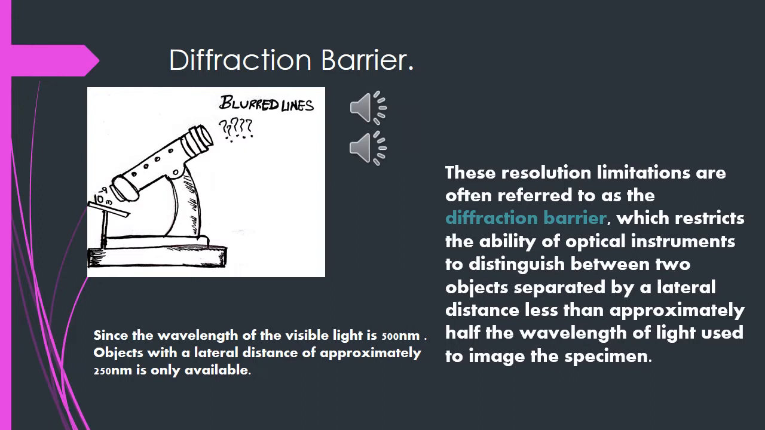These resolution limitations are often referred to as the diffraction barrier, which restricts the ability of optical instruments to distinguish between two objects separated by a lateral distance less than approximately half the wavelength of light used to image the specimen. Since the wavelength of visible light is 500 nanometers, only objects with a lateral distance of approximately 250 nanometers are resolvable.